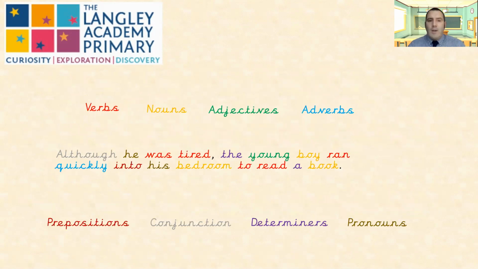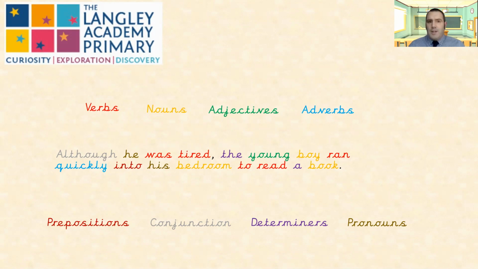So putting it all together, we can see we've got a lovely rainbow sentence here. So that is how it all goes together. So our conjunction comes first, although. Got pronoun, he, the verb, was tired. A determiner, the, so we know it's definitely the boy we're talking about. The adjective there, young. The noun, boy. Verbs again, ran, so we know that's a verb. Quickly is the adverb, so it describes how he's run.